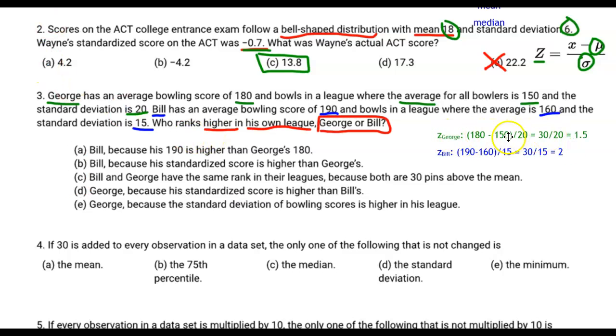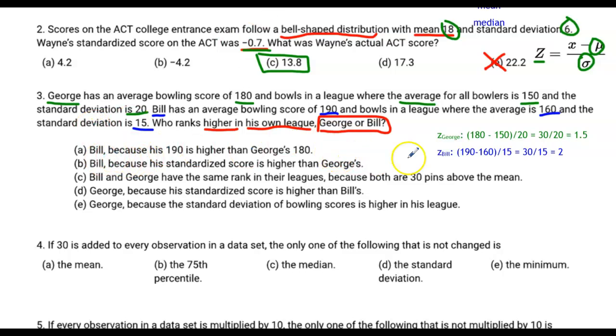So here we've calculated the standardized scores, in other words, the z-scores of both George and Bill. George is going to be 1.5 and Bill is going to be 2. That means that Bill is better than his competitors than George is versus his competitors. So let's go through the possible answer choices.